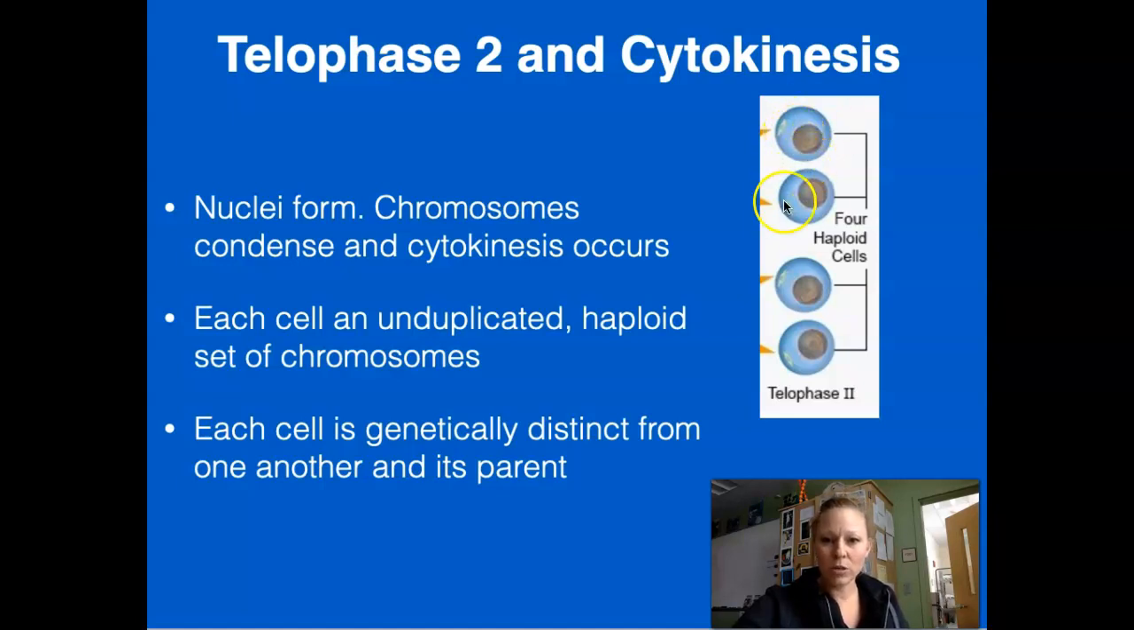So each of these 4 cells is considered to be a sex cell. If it's a female, it's going to go into a process called oogenesis, where 3 of these cells are actually smaller than one cell. One cell is going to get a majority of the cytoplasm, and that will become the egg. And these 3 cells are sacrificed. If this is a male, then these become 4 sperm, and each of those sperm is genetically different.